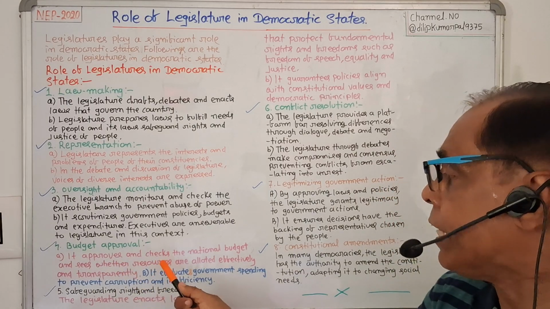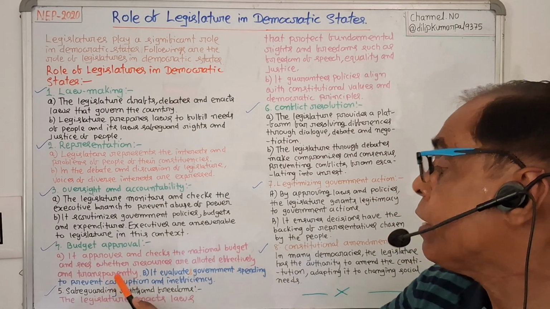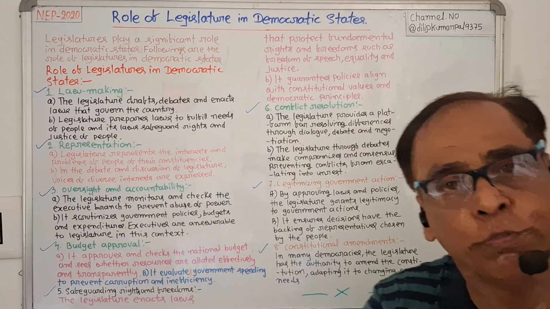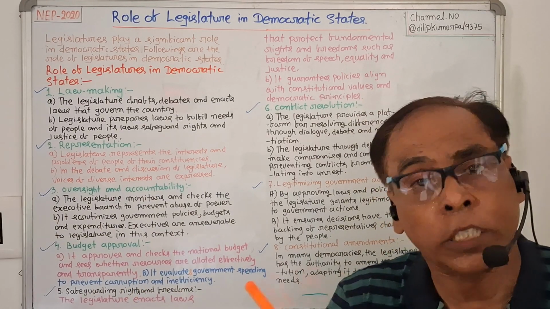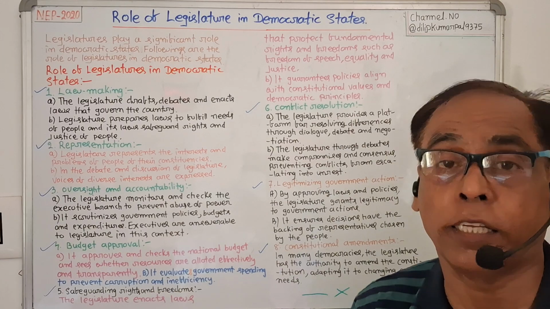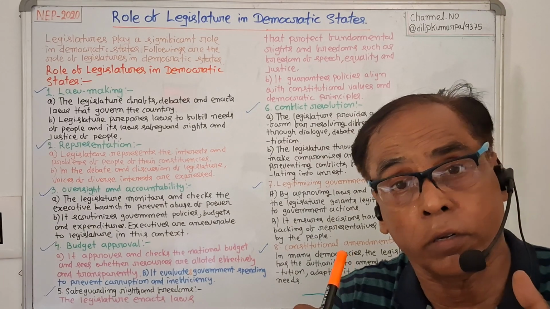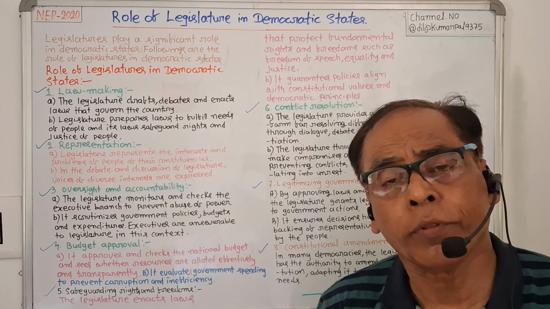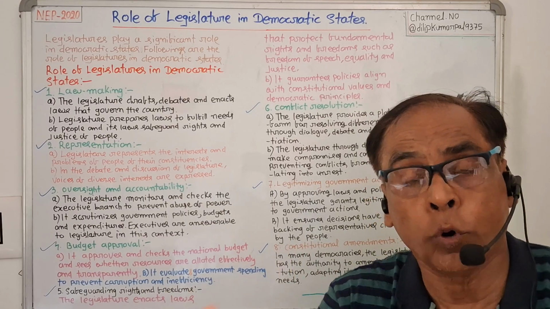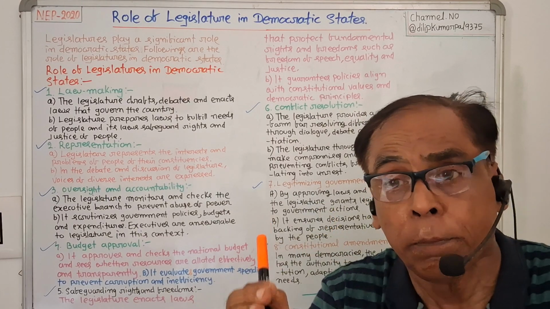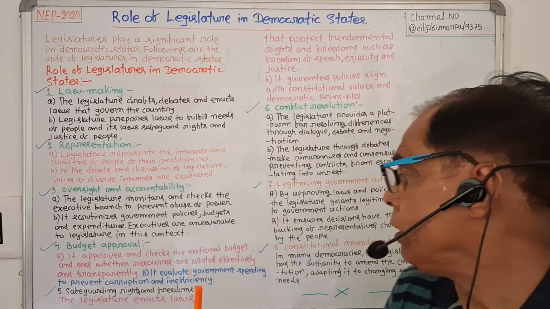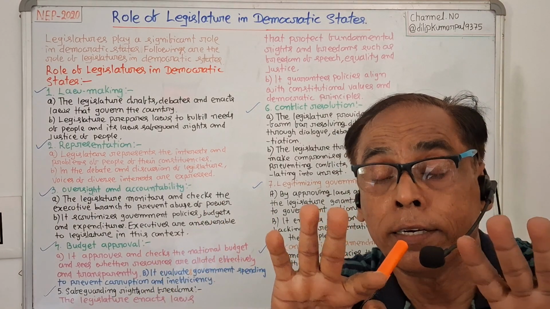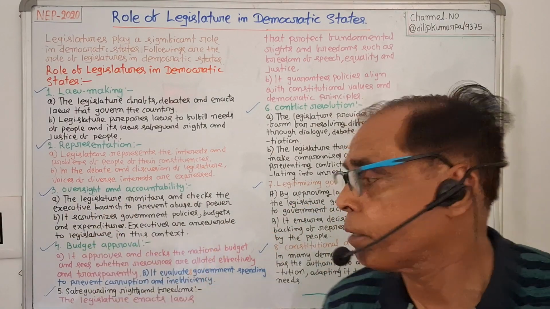It approves and checks the national budget and sees whether resources are allotted effectively and transparently. In the budget approval function, the legislature checks and approves the budget of the country and sees whether resources have been allotted in different fields effectively and transparently, in a clear-cut manner.